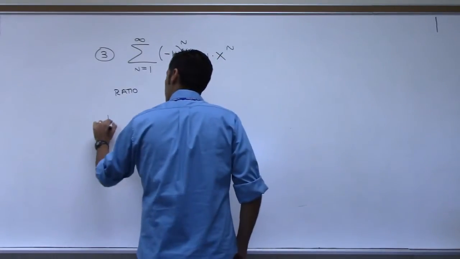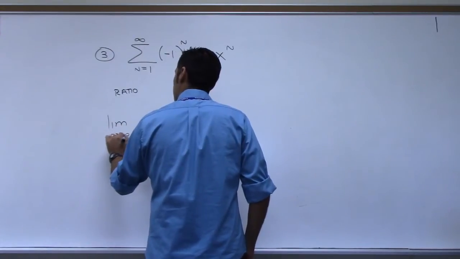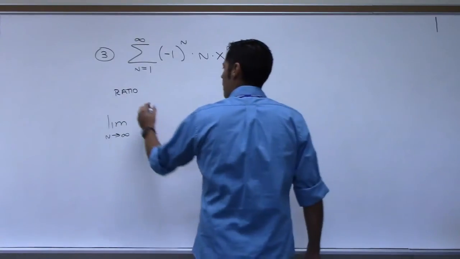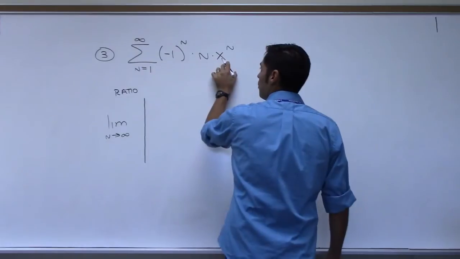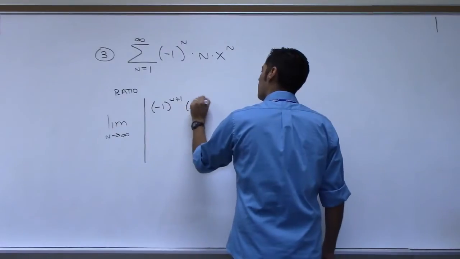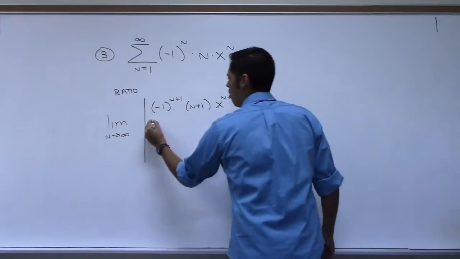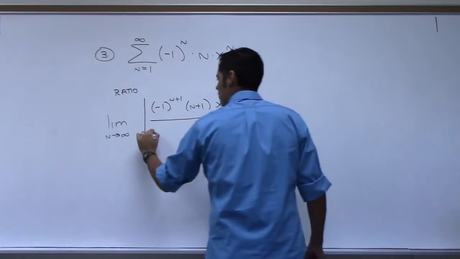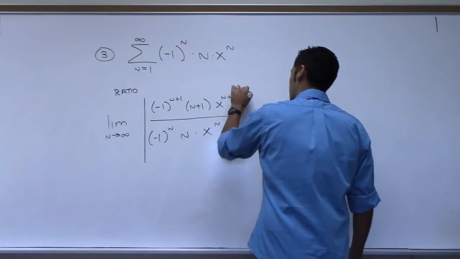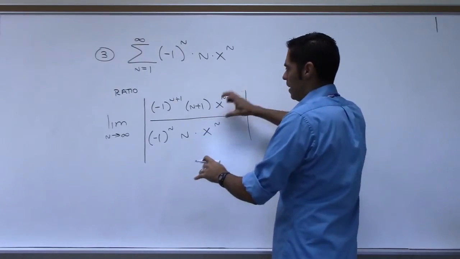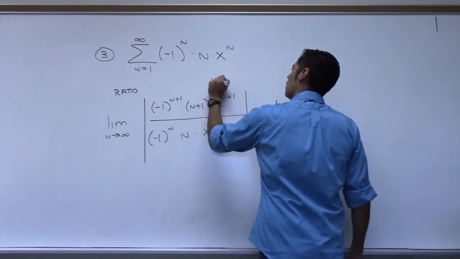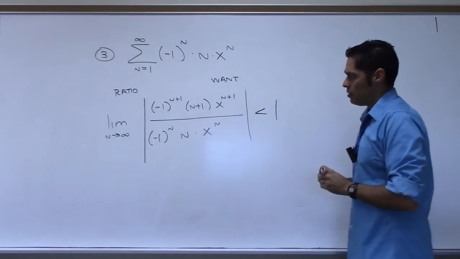So I'm going to take the limit as n goes to infinity of this with n plus 1 plugged in over this with just n plugged in. And since these were not fractions, I'm just going to leave it like this, so I don't have to flip anything over. And I need this to be less than 1, right? This is what we want. We want this to be less than 1 in order to have convergence.